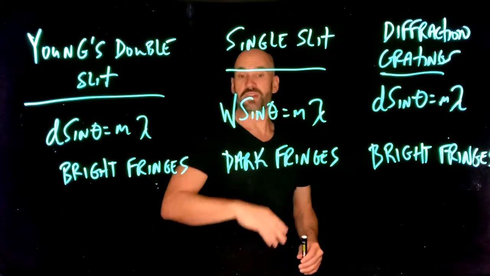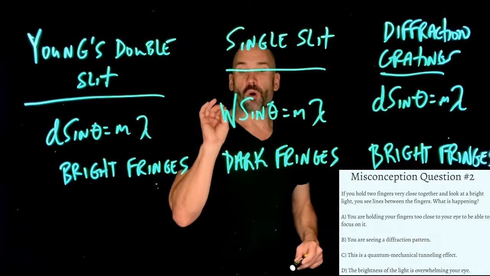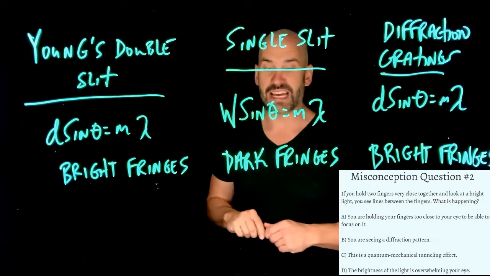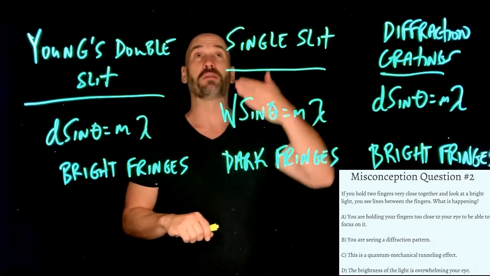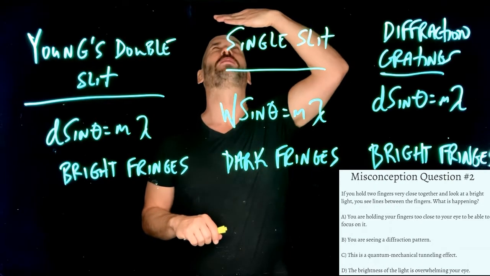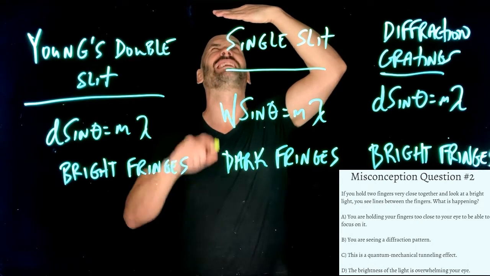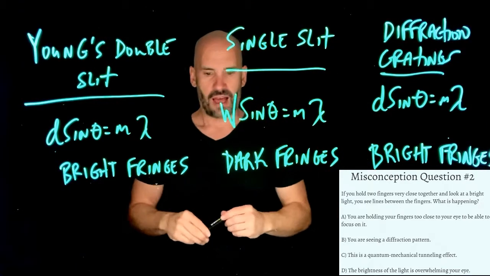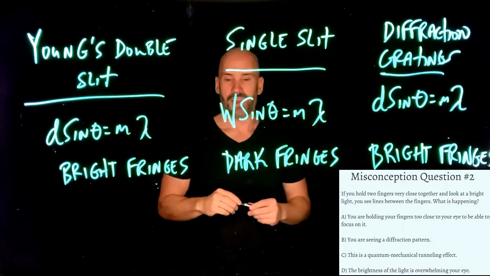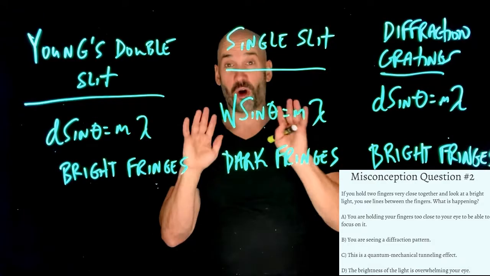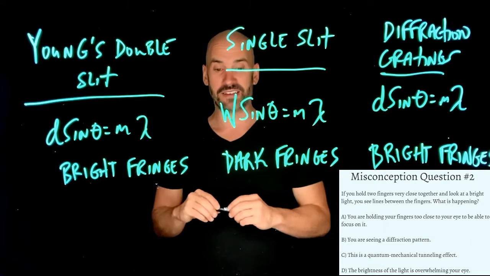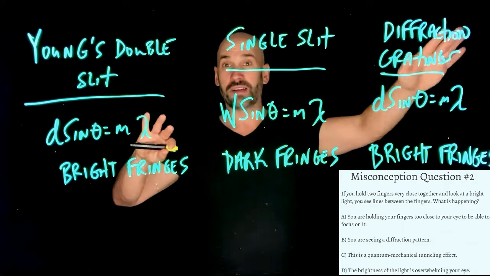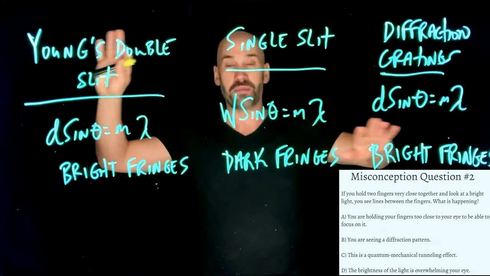Okay, let's do misconception question number 2. If you hold two fingers very closely together and look at a bright light, you see lines between your fingers. This is actually really cool. I would check it out. Find a bright light, look at it, and you're going to see little dark and bright fringes between your fingers. What is happening here? First of all, I encourage all of you to try this because it's actually kind of neat, and it's a very simple experiment that you can show to anyone in your immediate world.